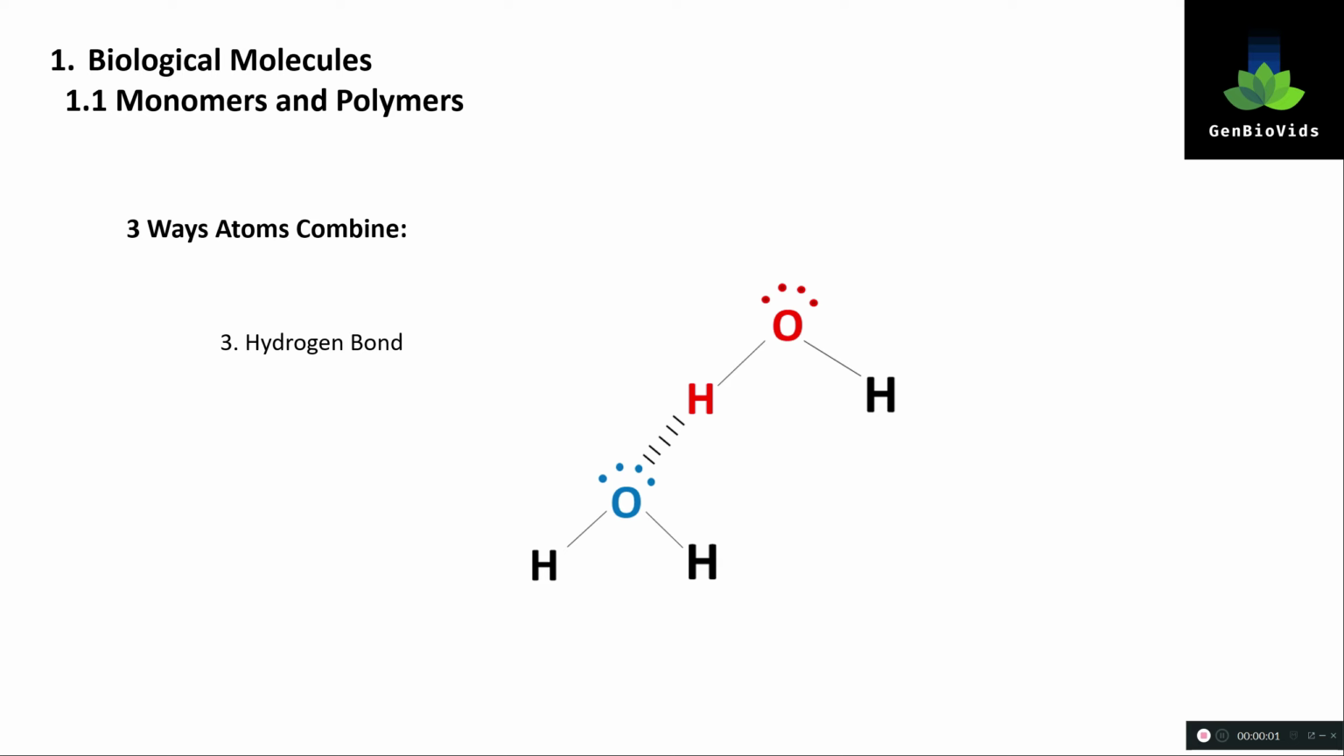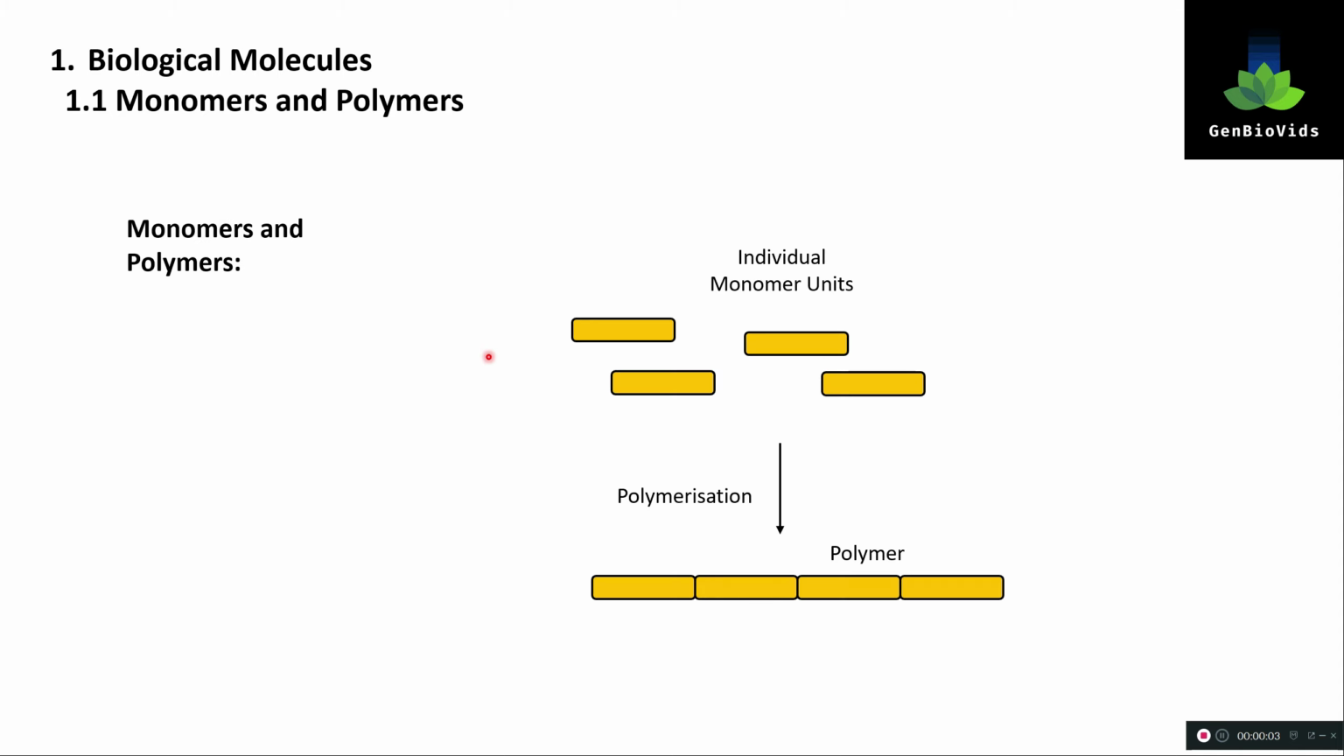Now we've discussed the types of bonds that make up molecules, we can start to think about the different types of molecules. A single molecule can also be thought of as a monomer. Here we have 4 individual monomer units. These monomers can be linked together by a process of polymerization, forming a long chain of these monomer units together, known as a polymer. In future videos, I'll discuss more of these polymers.